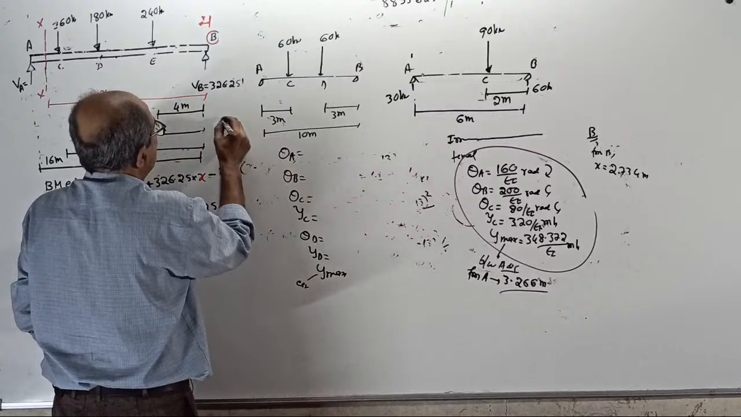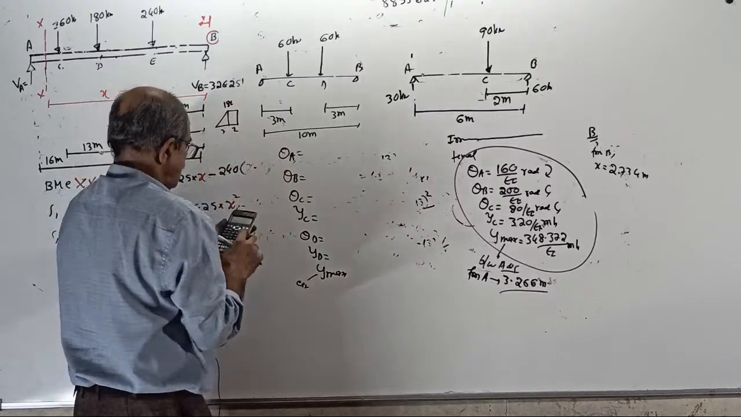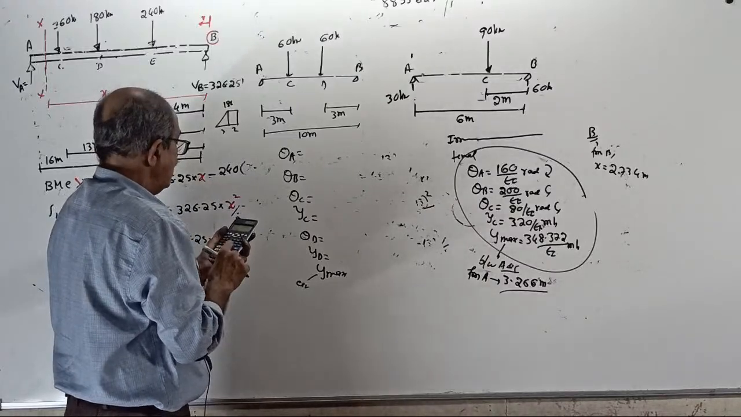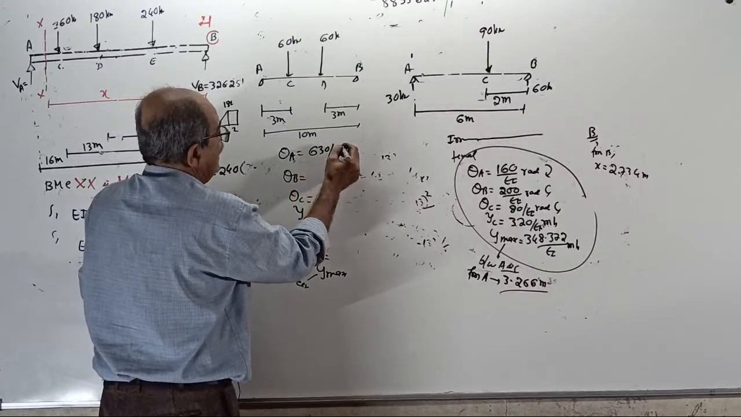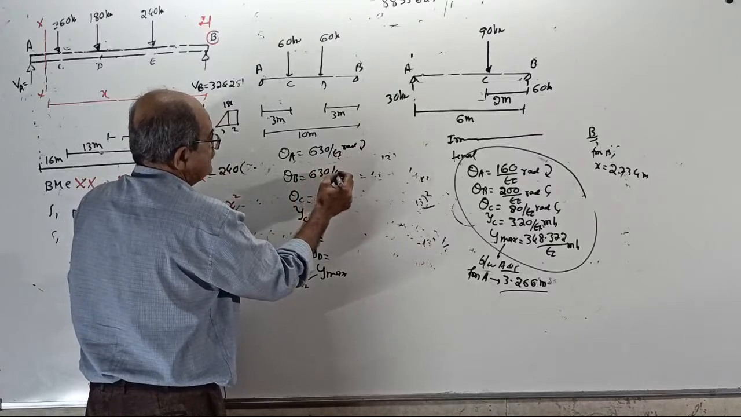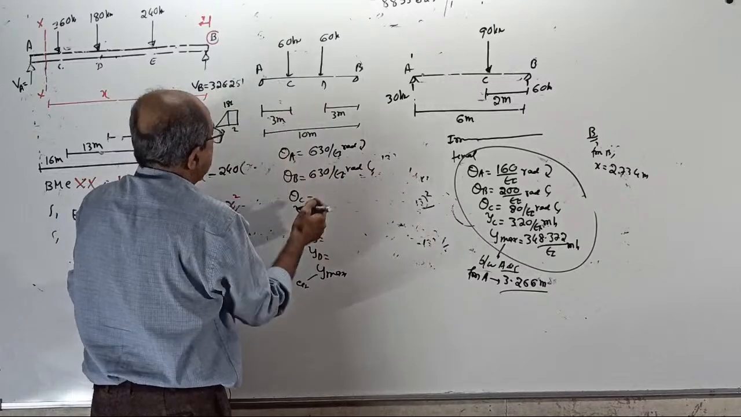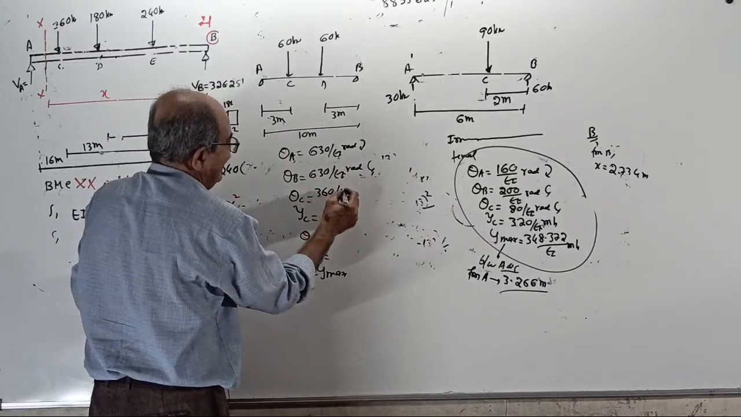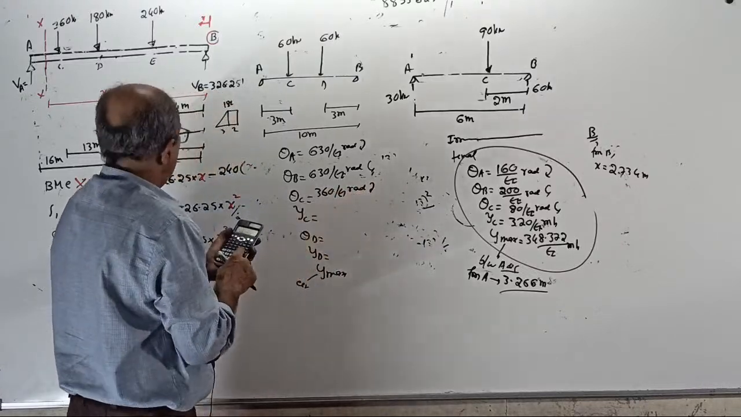6 3 18, 180, 182, 3. Half into 3 into 180 plus 2 into 180. Theta A will come 630 by EI radian clockwise. Theta B will come 630 by EI radian anti-clockwise. Theta C will come 360 by EI radian clockwise. YC will come 180.